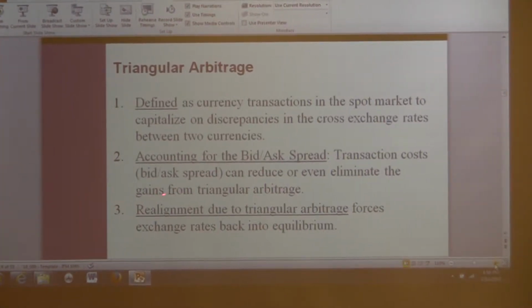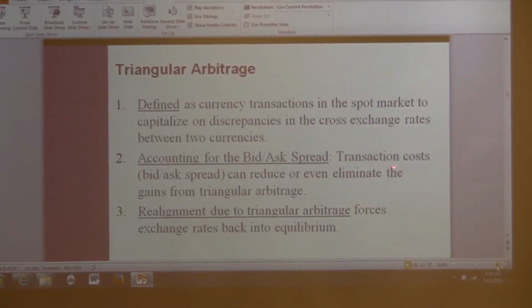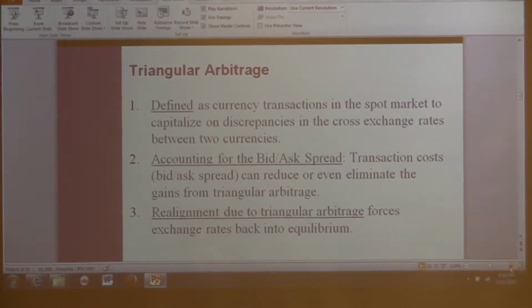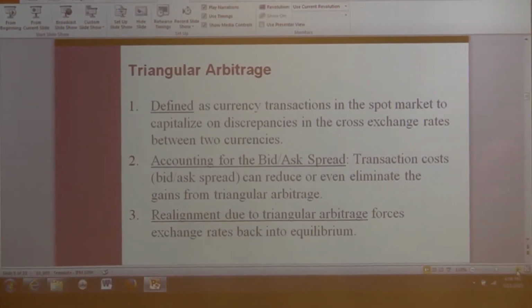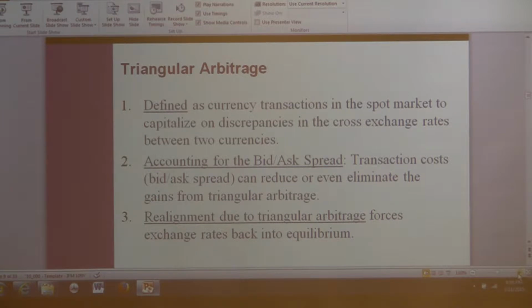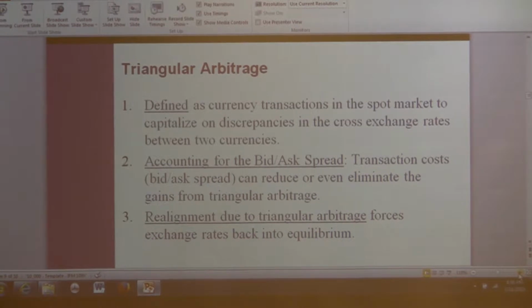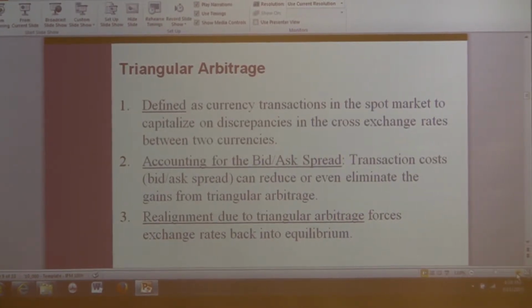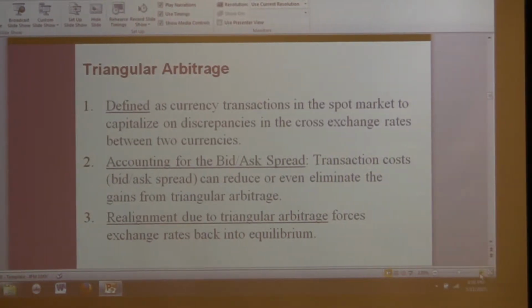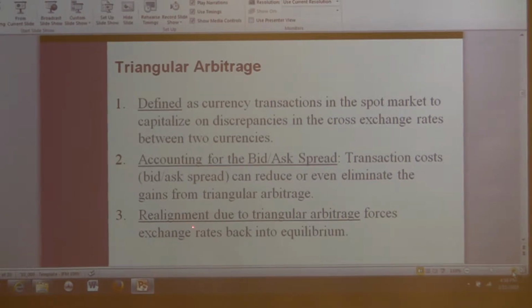Okay. Accounting for the bid-ask spread, transaction costs can reduce or even eliminate the profits from triangular arbitrage. So in the earlier case, we found that we could make a little bit of money, maybe $2,000 more by converting and bringing our money back. But sometimes if you have higher transaction costs, any profits you make might be taken away because of the fees and so on. Okay, so the same thing takes place here also. And in this case, triangular arbitrage forces the exchange rates back into equilibrium.